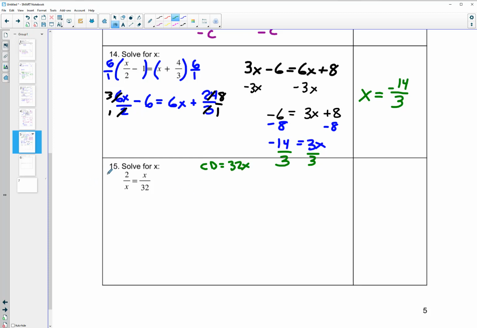Okay, so I'm going to multiply both sides by 32x. Of course, they're fractions, so I'm going to put them over 1. Okay, and then I'm going to multiply across. So I'm going to get 64x over x. You know what's going to happen there, I hope. And this is going to be 32x squared over 32. Now I'm going to reduce, right? So x divided by x reduces to 1 over 1. Of course, 32 divided by 32 reduces to 1 over 1. And I'm left with 64 equals x squared, right?